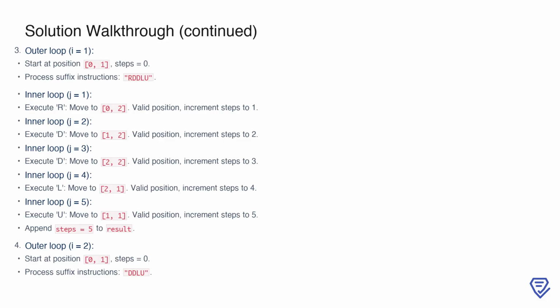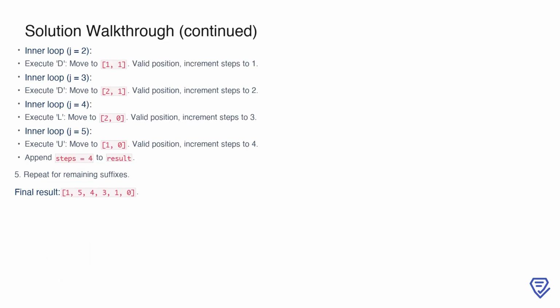Now, for the next suffix, starting at index 2, we process the string ddlu. We again start at position 0, 1, with 0 valid steps. The first instruction, D, moves us to 1, 1, which is valid, so the step count becomes 1. The next D moves us further down to 2, 1, increasing the step count to 2. After that, L moves us to 2, 0, which is still valid, so the step count rises to 3. Finally, U moves us up to 1, 0, resulting in a total of 4 valid steps for this suffix. We append 4 to our result list.